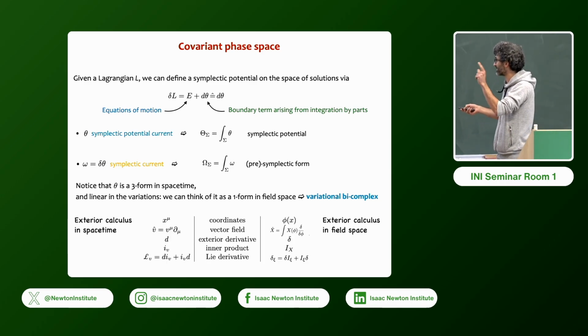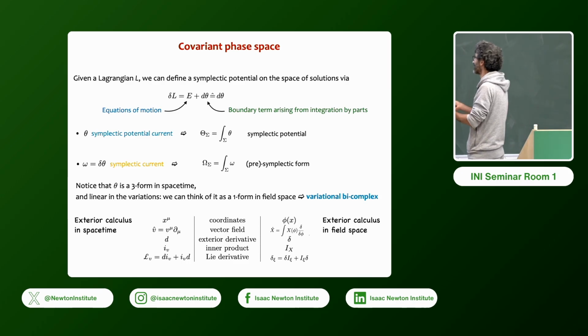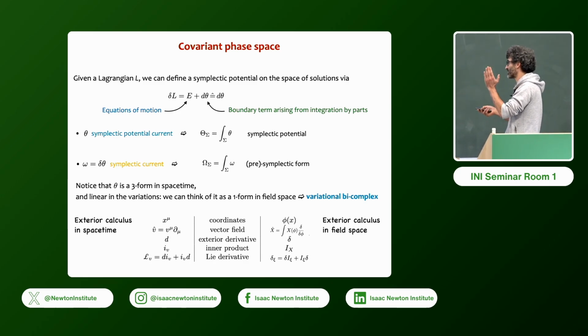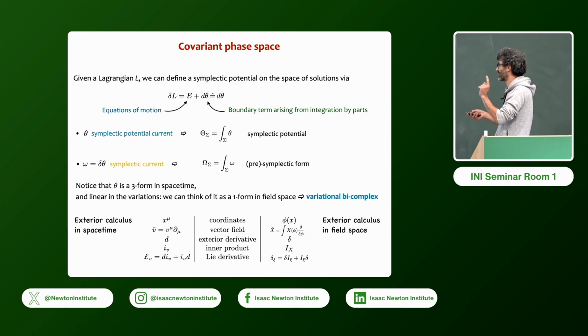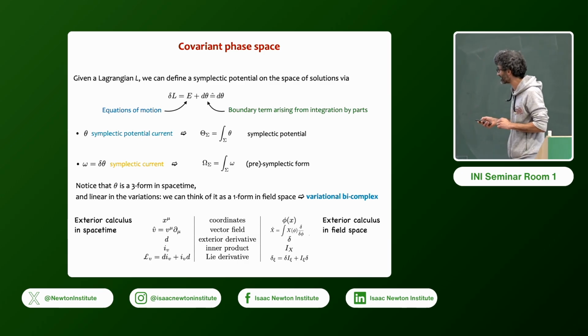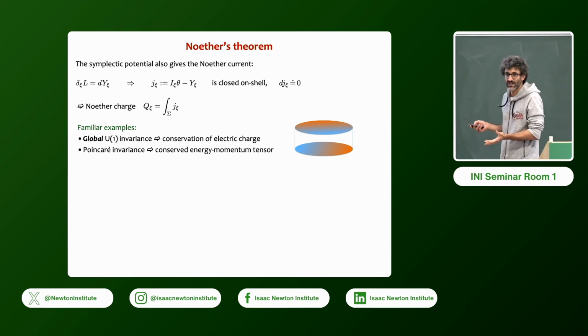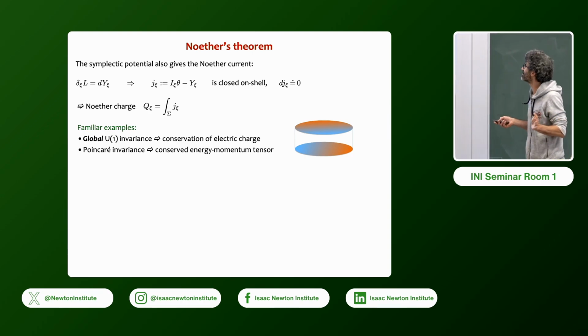I will use notation little d, little I, and pound for the standard exterior calculus in space-time, but then you have the equivalent in field space. So I will use delta for the exterior derivative in field space, capital I for the interior product, and this delta xi for the Lie derivative in field space. So with this formalism, writing down Noether's theorem is really straightforward.